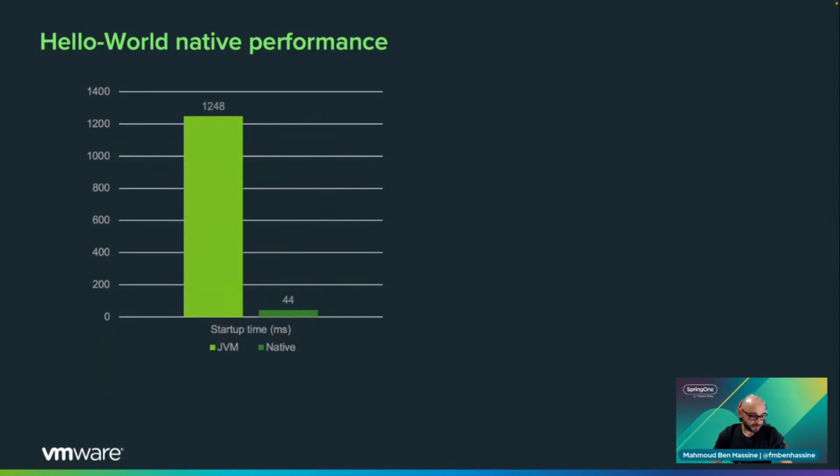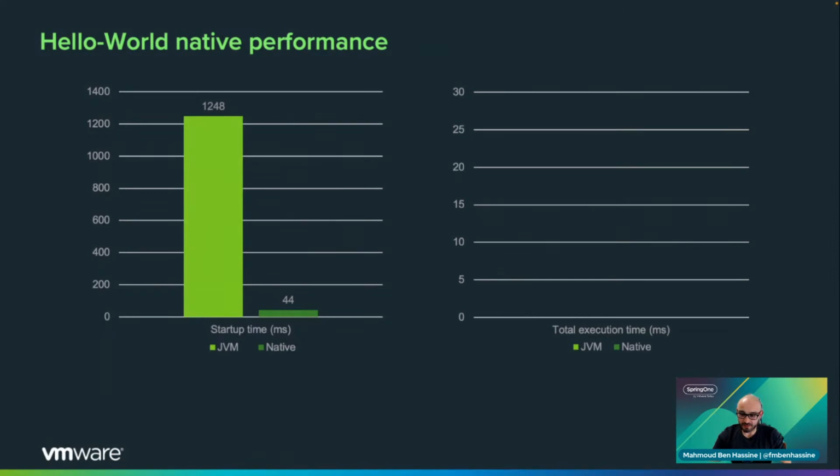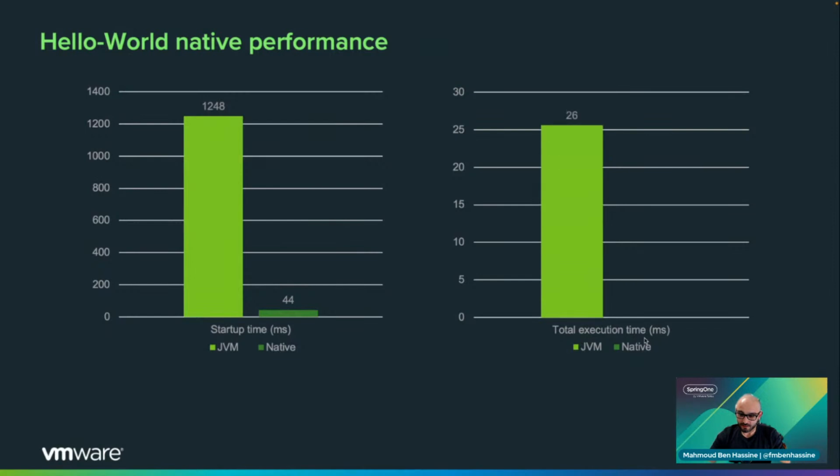However, for batch applications, usually the startup time is not the most important metric, because if the application runs for a few minutes or hours, it doesn't really matter if it starts in a second or half a second. So what we measure typically for batch applications is the total execution time, the duration of my entire job. And this is what we measured as well. So here we have the total execution time of the application. The JVM took 26 milliseconds, and the native application took 1 millisecond. So this is amazing, actually.